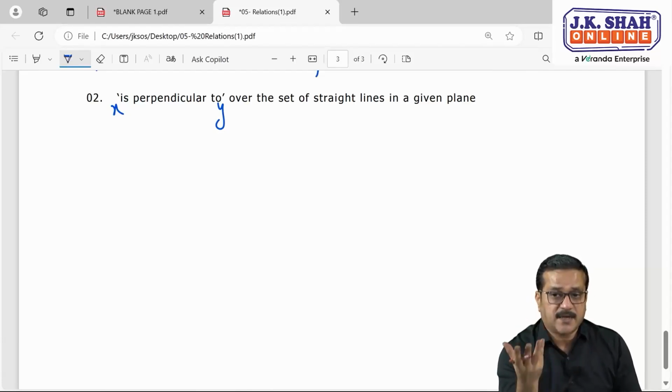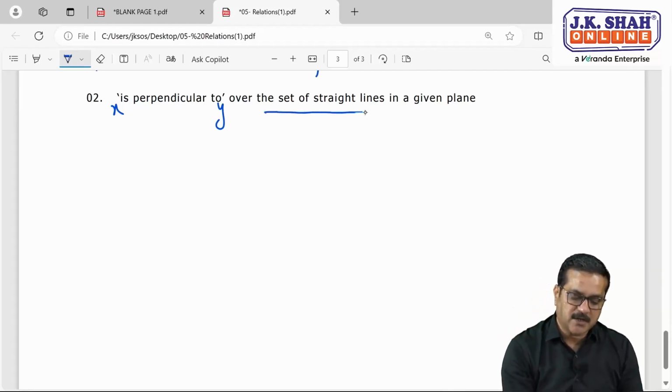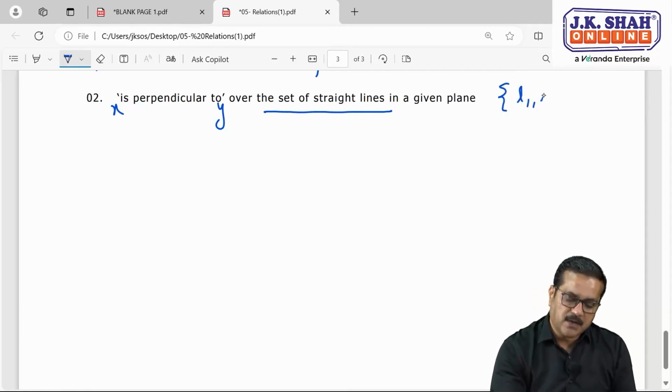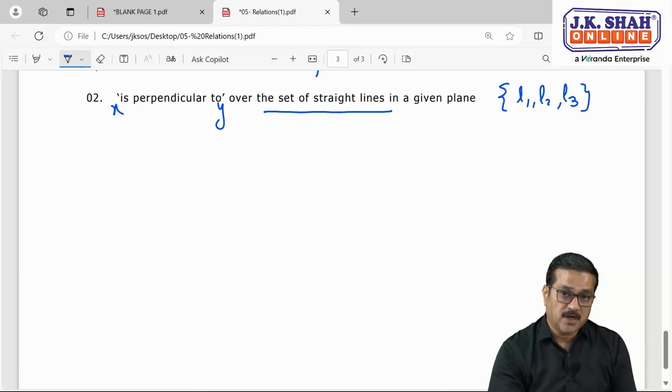But I need to have a set from where x, y will come. My R has to be defined on a particular set. So it is given that it is defined on a set of straight lines. Let's take one set, like we took 1, 6, 11. So here we take L1, L2, L3. But C2 ordered pairs should be formed.